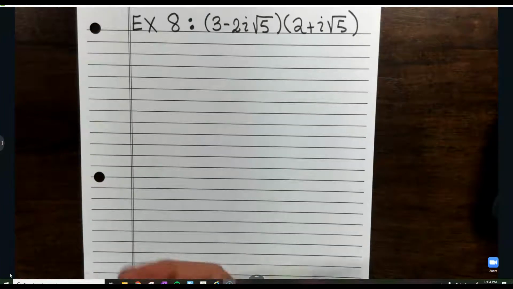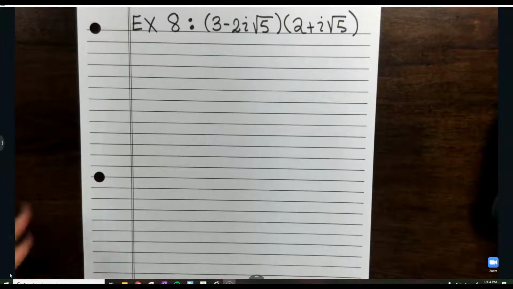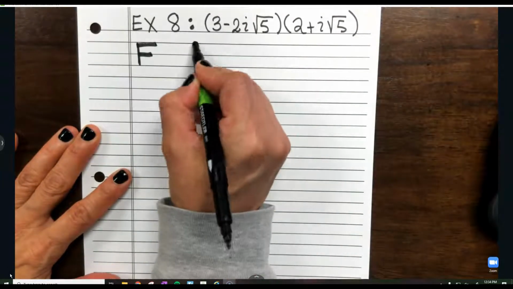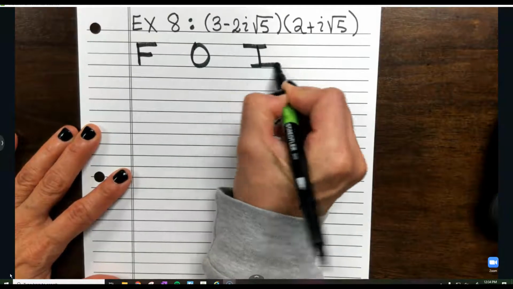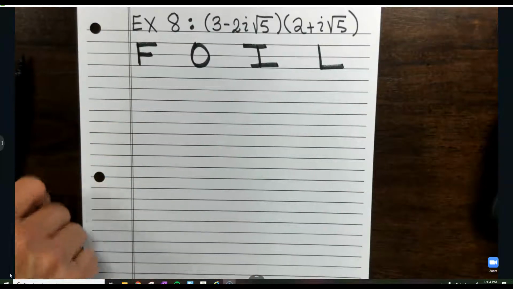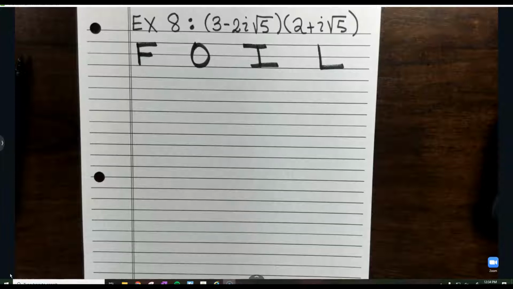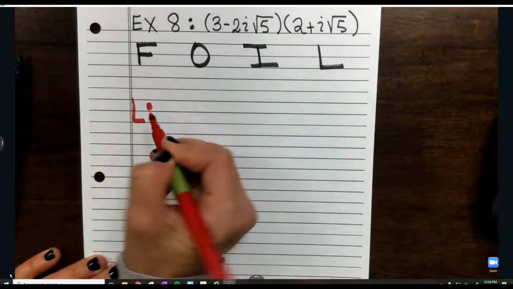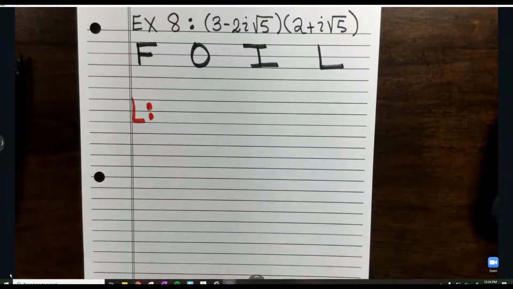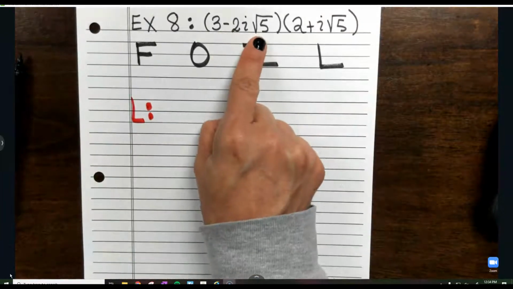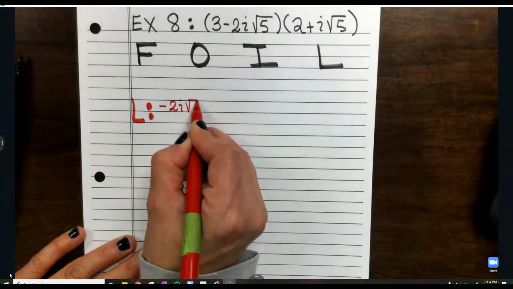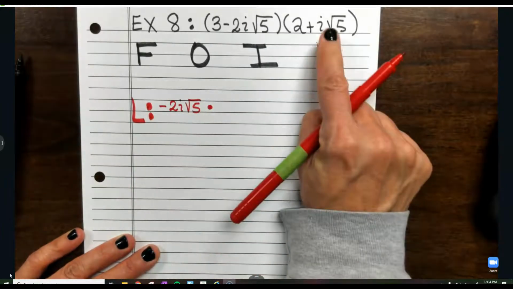Okay, this is the final problem that we're going to talk about. So remember, we are FOILing. So same process. I'm going to write FOIL across the width of my paper, and I am for sure doing the last part first because that is really involved. So I'm going to multiply the two last terms together. The first last term is negative 2i root 5. So it's going to be negative 2i root 5 times i root 5.